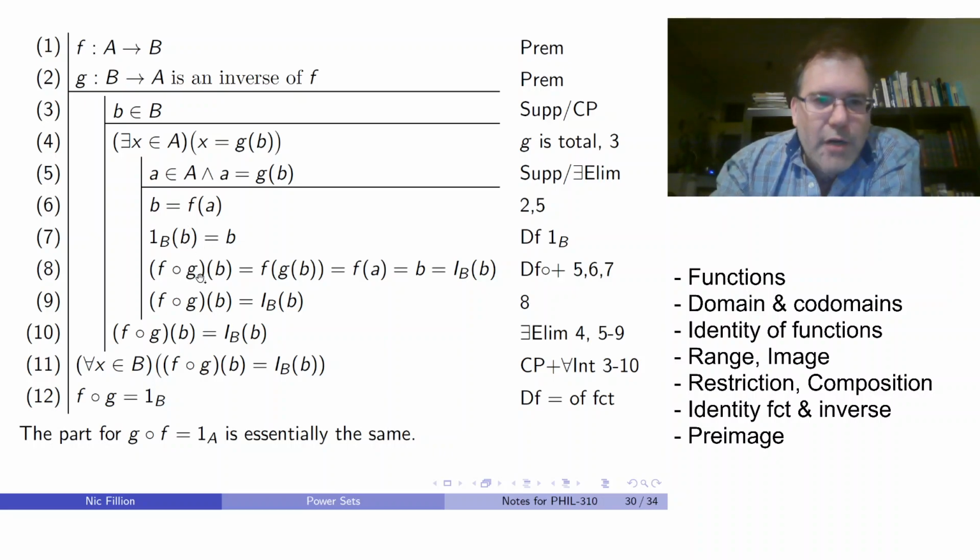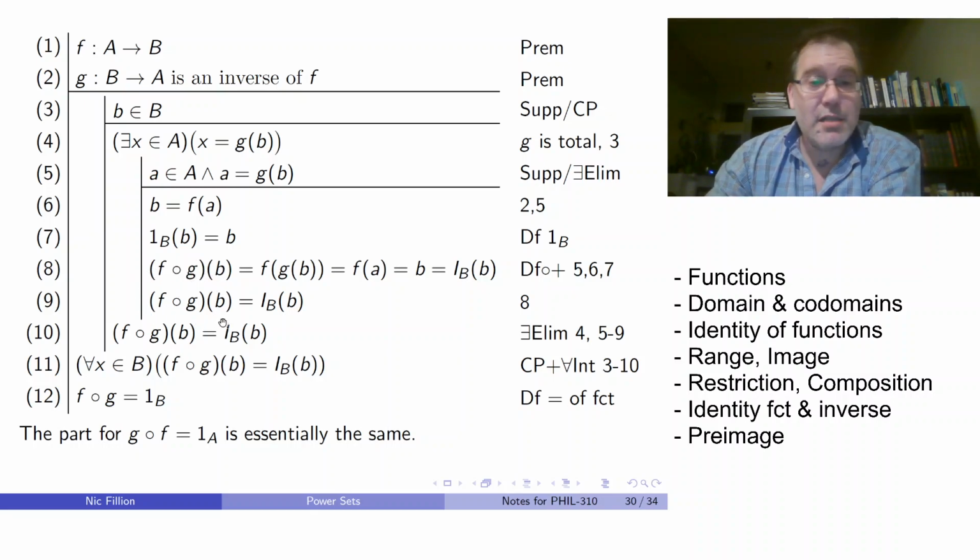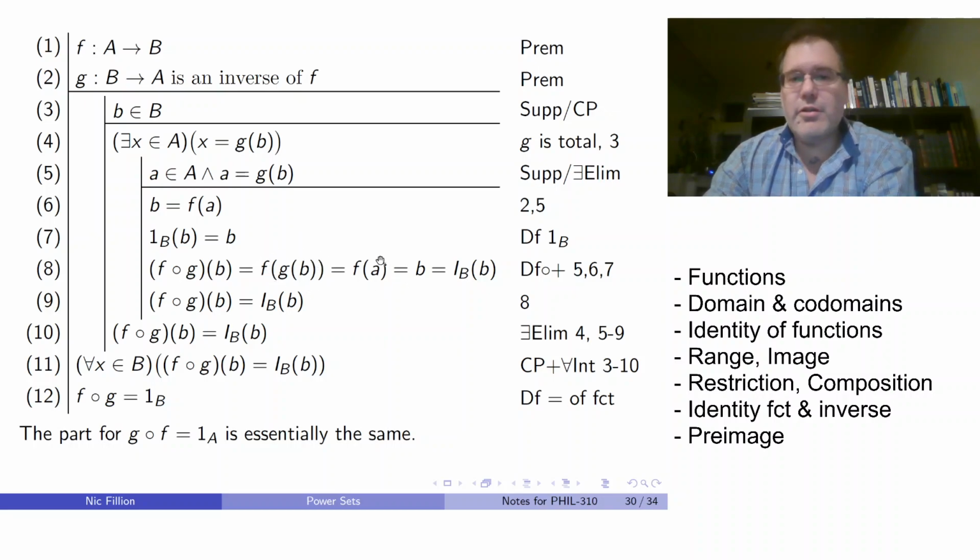So I'm going to start from F compose G applied to B. Why? Because that's my sub-goal. That's the left-hand side of that equation. Now, the definition of composition tells me this is equal to F of this particular object called G of B. But now I said G of B equals A. So that thing here is equal to F of A. But now on line 6, I said F of A equals B. So that's what we've got here.